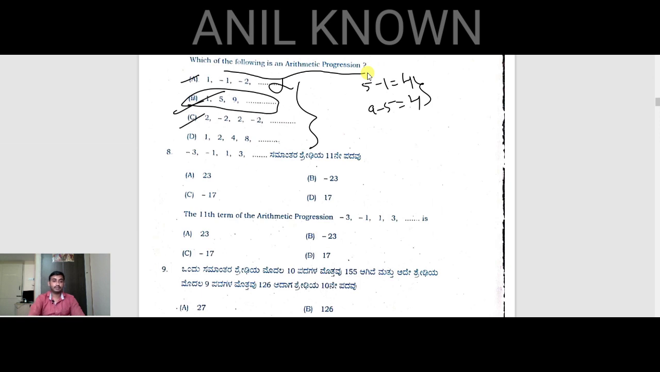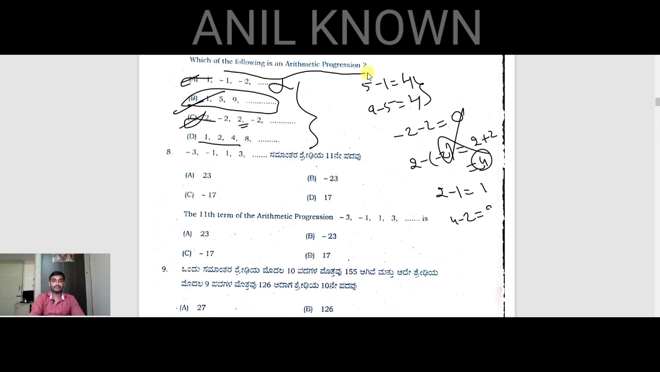Let us check option C, that is -2 minus 2 is equal to 0. Then this 2 minus of -2 is equal to 2 plus 2, that is equal to 4. That's why this is not possible. Option C is not possible. Option A is not possible. Option D, here 2 minus 1 is equal to 1 and 4 minus 2 is equal to 2. Therefore option D is also not possible. So option B is the right answer.